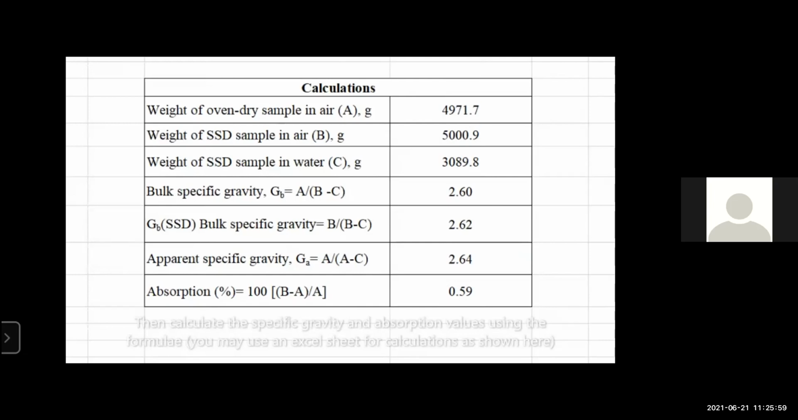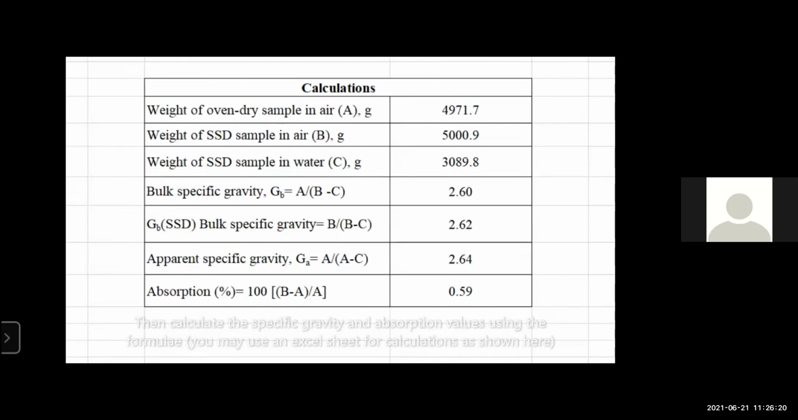Then that means the SSD bulk specific gravity is equal to B by B minus C. This GB is the SSD GB and the other GB is our bulk specific gravity. So basically this is equal to B by B minus C, which comes out to be 2.62.